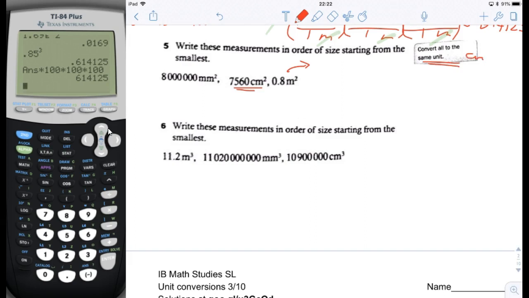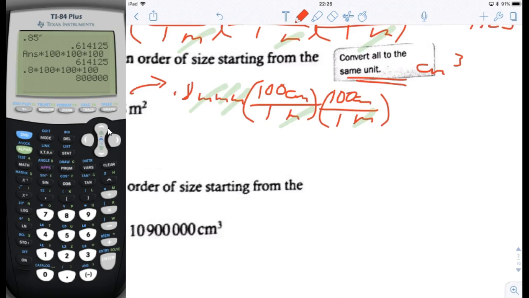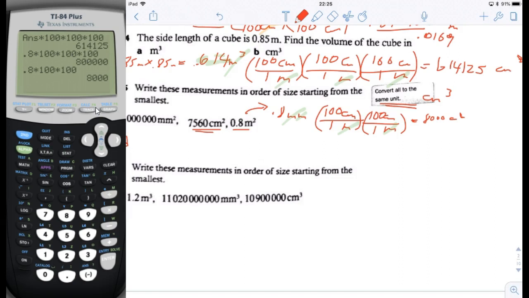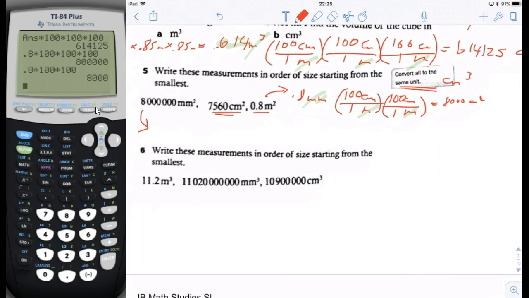So I'm going to change them all to centimeters squared. So first of all, 0.8 meters squared. I'm going to draw 2 meters here. I'm going to multiply by 2 dominoes. Each one is going to have meters on the bottom. So I'm going to cancel out the meters on top with the meters on the bottom. It's not meters cubed, it's meters squared. So the answer is going to be 0.8 times 100 times 100. And the answer is 8,000 centimeters squared. So do you see how this is 8,000 instead of 7,560? So it's slightly bigger, isn't it?